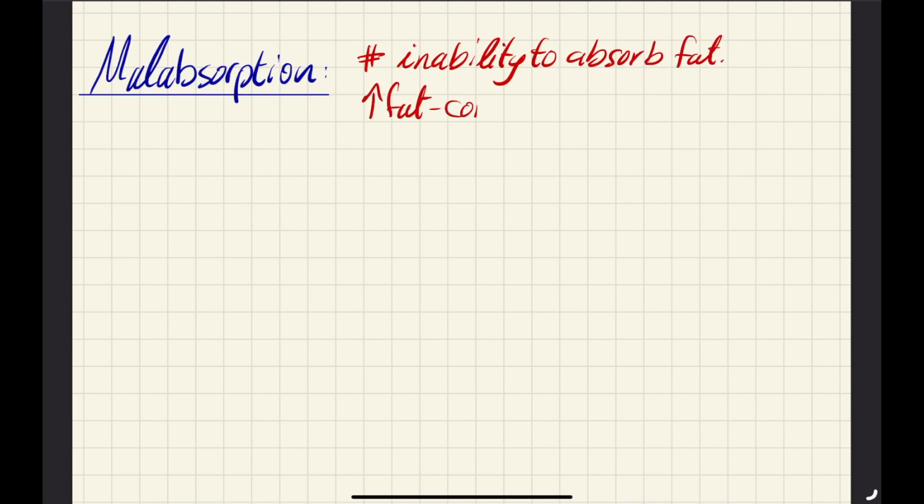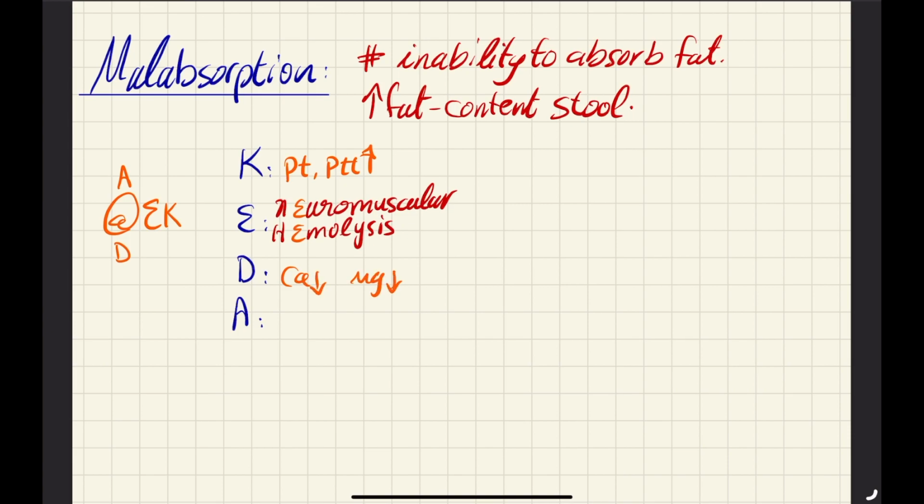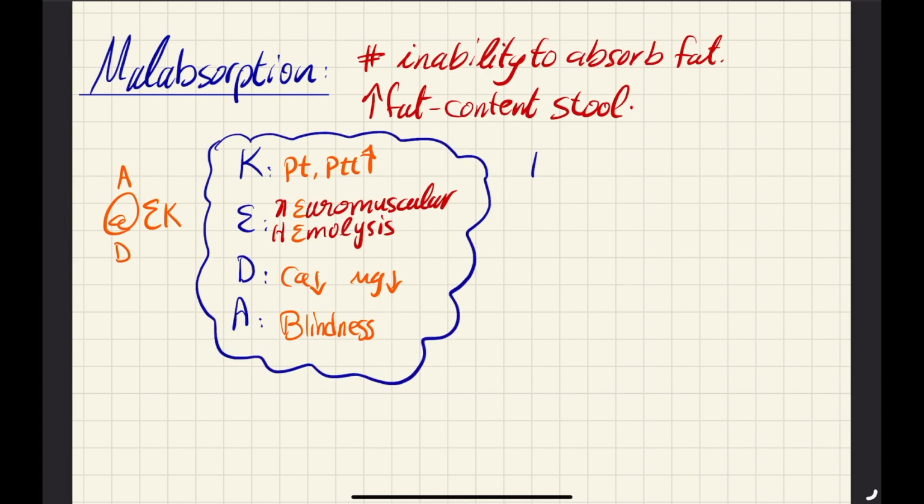So we have the fat soluble vitamins, the ADEK group: K, E, D, and A. For K we have prolonged PT and PTT. For vitamin E we have neuromuscular symptoms and hemolysis. Let the E help you with that. For vitamin D, we all know the calcium and magnesium issues. And for vitamin A, the blindness. We have night blindness and it can lead to complete blindness.